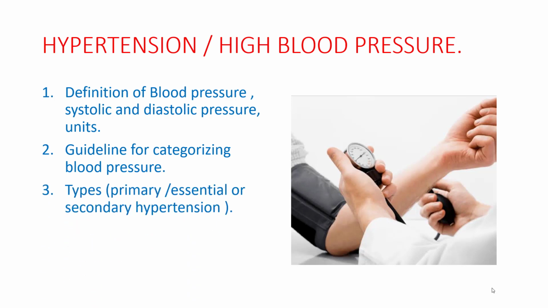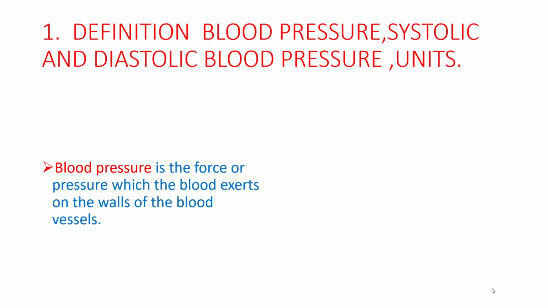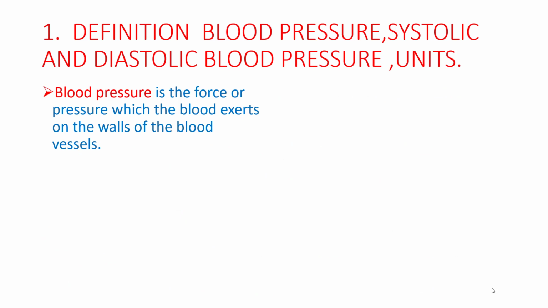The third part is about the types of hypertension. The fourth part is about the causes or the risk factors for hypertension. And the fifth part is about treatment for hypertension. So let's start with the first part, where I'll define what is blood pressure. Secondly, I talk about the systolic and diastolic blood pressure. And finally, in the first part, I'll talk about the units used in measuring blood pressure.